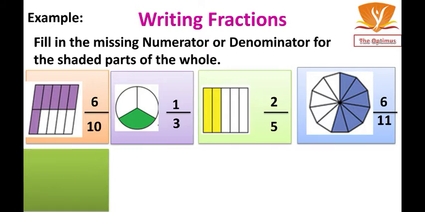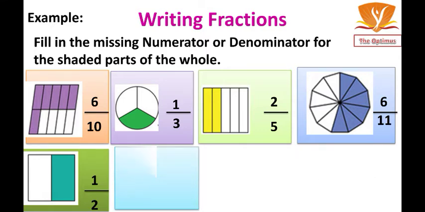Dash divided by 2. Here our question is the numerator. Yes, that means the shaded part is 1. Therefore, our fraction is 1 by 2. Next question. What divided by 6? Yes. The shaded parts are 3. Therefore, the fraction is 3 by 6. Next question.